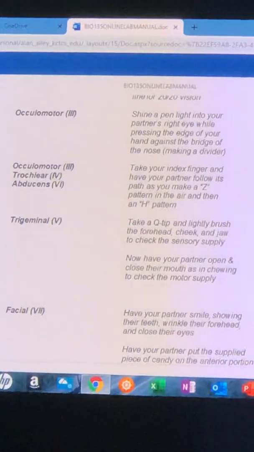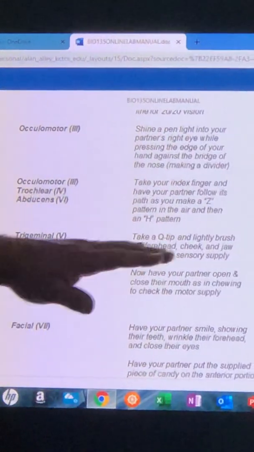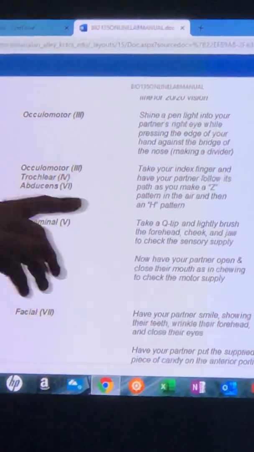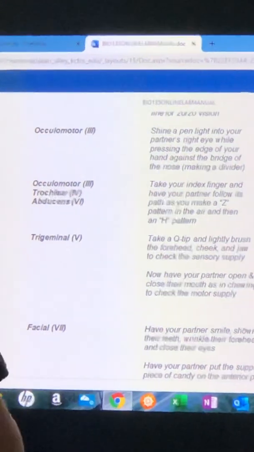Trigeminal, number 5. This is what is known as a mixed nerve. It has two different functions, a sensory and a motor component. It is sensory to the face. So you can take a Q-tip or something and I'll pan out here a minute. I'm going to say this is a Q-tip, but you can have the patient close their eyes and you can rub this here and say, do you feel that? Do you feel it? Do you feel it?